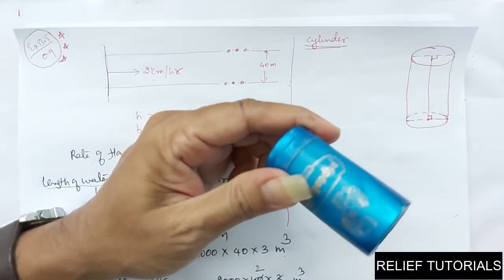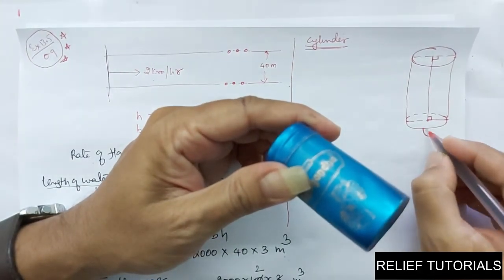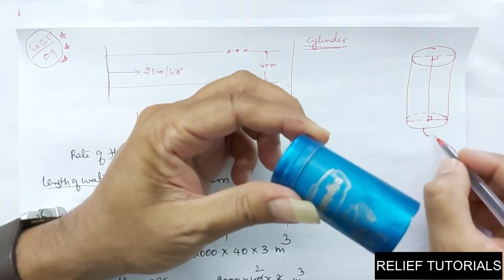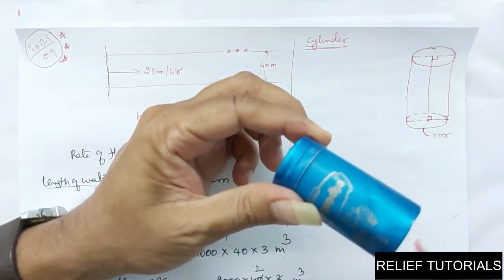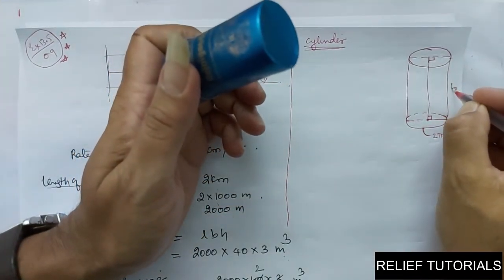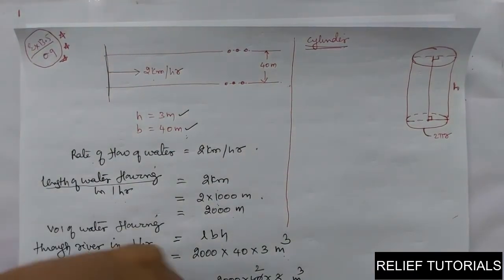Clear? So CSA means this part, this whole part is called CSA, and this is circumference. Circumference means 2 pi r, you know. Circumference is 2 pi r, and this is the height of a cylinder, that is called h. So CSA, curved surface area, depends upon two factors.